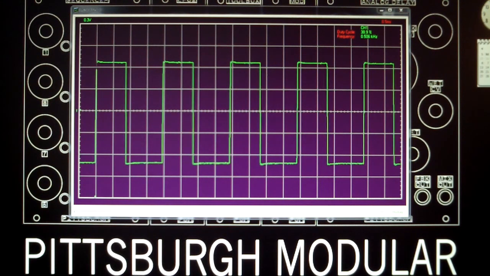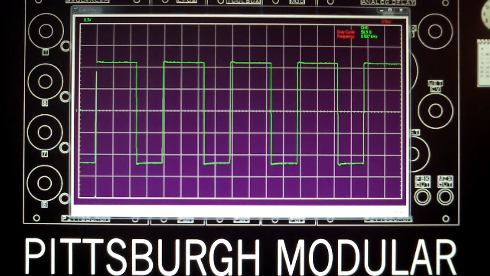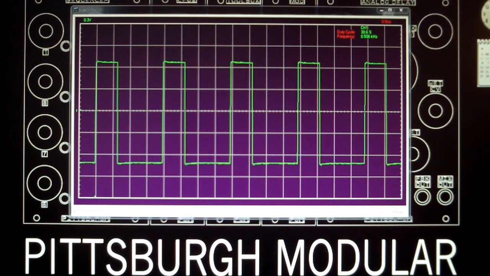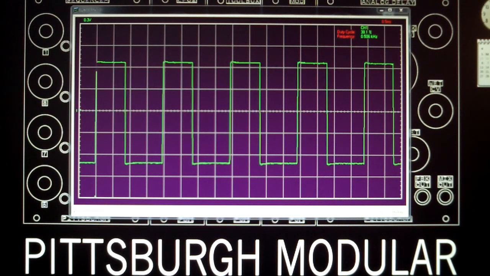Hopefully this video has given you a better grasp on the harmonic content of the triangle, square, and sawtooth waves, and an idea how the harmonic content of the waveform translates into what you hear.